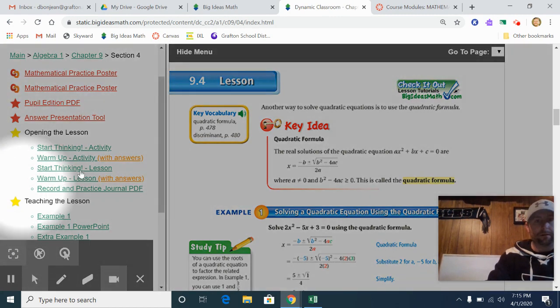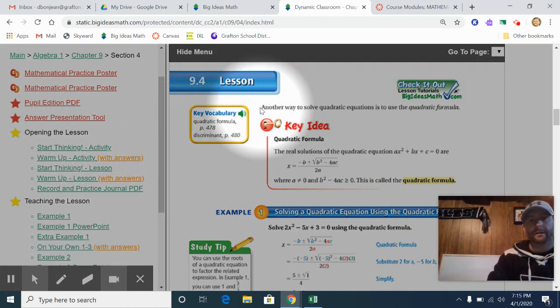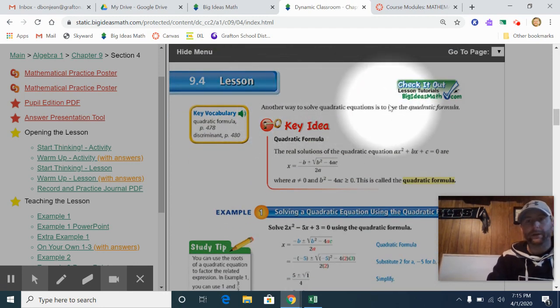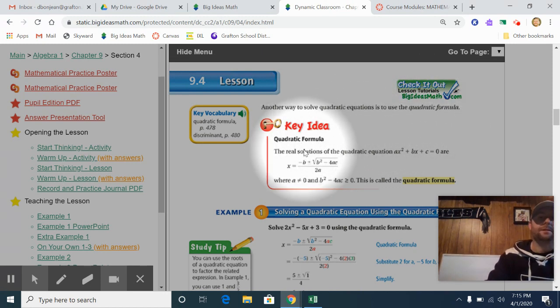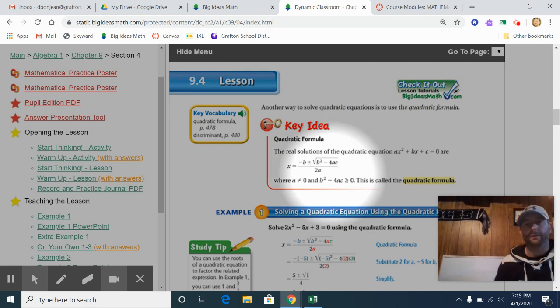This is on page 478 in your textbook. Another way to solve quadratic equations is to use the quadratic formula. It's going to be really important that we write this down in order to use it and refer to it. So right now in your notebooks, let's write down the quadratic formula, along with our learning target: I can solve quadratic equations using the quadratic formula.